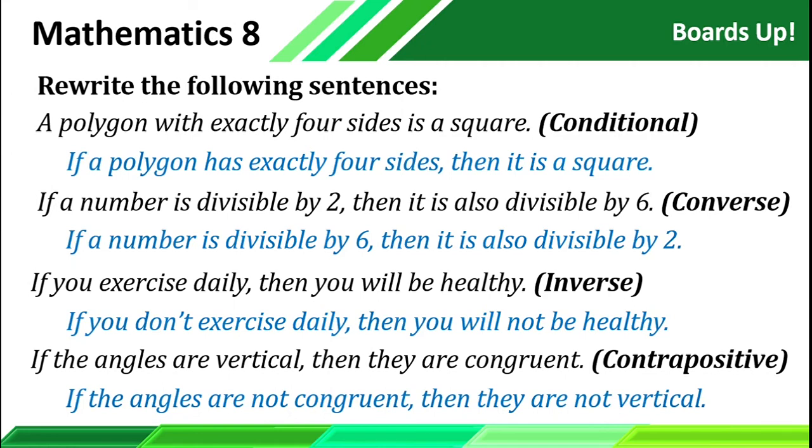For the third sentence, convert the statement into an inverse statement. So if you don't exercise daily, then you will not be healthy. And lastly, number 4, convert the statement into a contrapositive statement. If the angles are not congruent, then they are not vertical. If you got all this correct, congratulations!